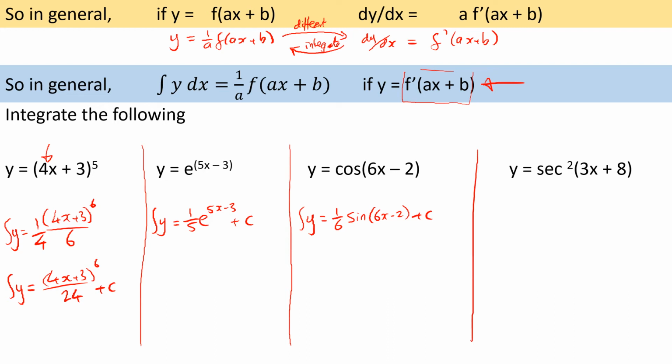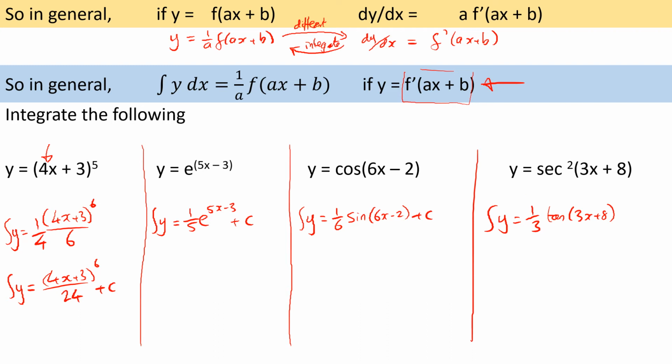What about our last one? Sec squared integrates up to tan. So we've got tan of 3x plus 8, and then we apply our 1 over a. So I probably have explained that in a fairly convoluted way. But all it boils down to is that if you've got this nice linear function inside something that you know how to integrate, so we know how to integrate cos, then all we need to do is integrate cos, keep that function the same, and then apply this 1 over a situation. So we integrate sec squared, leave this the same, and 1 over a.